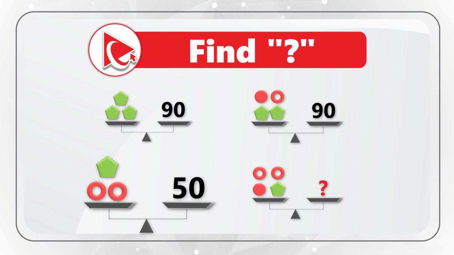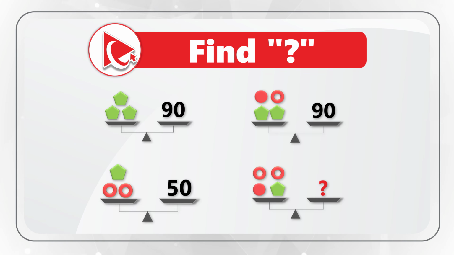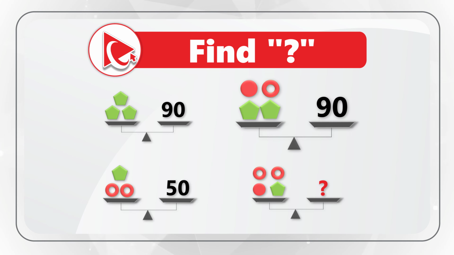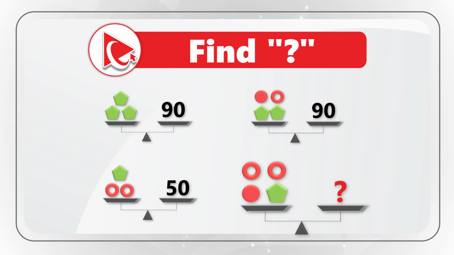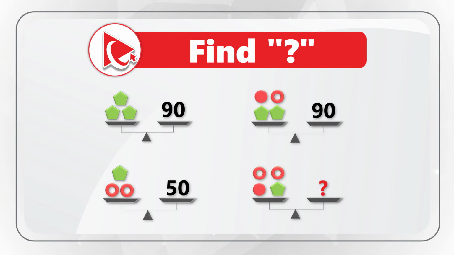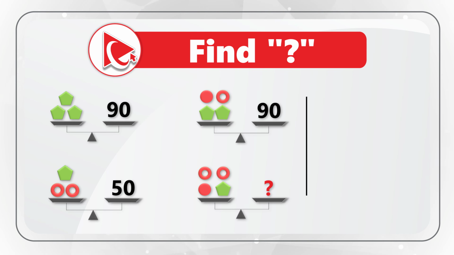First scale contains 3 pentagons on the left and number 90 on the right. Second scale contains 1 pentagon and 2 bagels on the left and number 50 on the right. Third scale contains 2 pentagons, 1 circle and 1 bagel on the left and number 90 on the right. And then the last scale contains 1 pentagon, 1 circle and 2 bagels on the left and then missing number on the right.